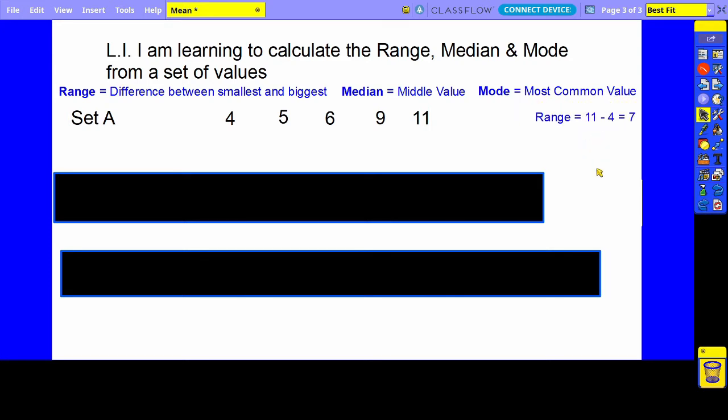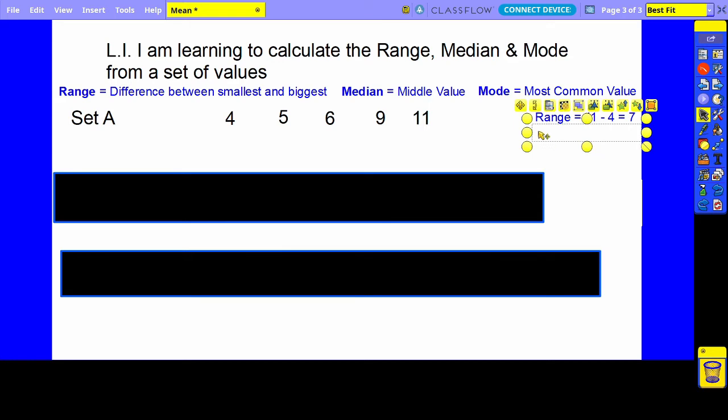Well, we know that the range is the difference between the smallest and the biggest number. How do we work out difference? Well, you've got a big clue on the screen here. It's subtraction. Difference is just a subtraction sum. So the biggest number is 11, and we're going to take away 4 here. 11 take away 4. The range of this data set is 7. And you can kind of see how this works. It's the total range of the numbers. What range of numbers does this span? It spans a total of 7 numbers, from 4 to 11.